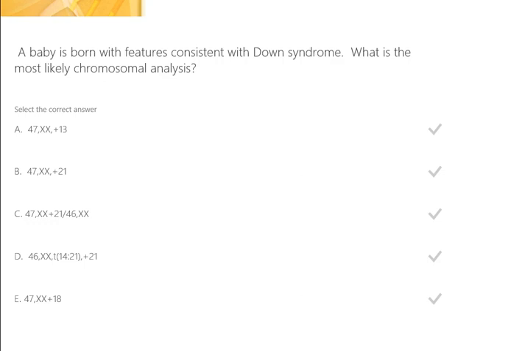A baby is born with features consistent with Down syndrome. What is the most likely chromosomal analysis? 47XX plus 13, 47XX plus 21, 46XX, 46XX translocation 14-21 plus 21, or 47XX plus 18.